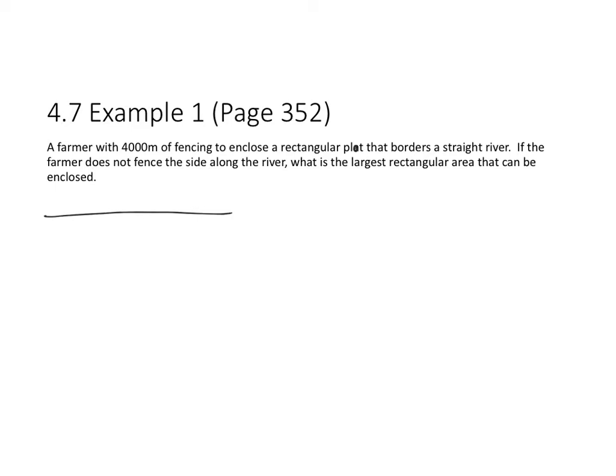Here's my river. Even make it blue. This is my blue river. And I'm going to enclose this land with the fence, and it's going to be a rectangle. And I don't need to enclose the fence along the river because I guess my animals don't swim, so they won't run away. Now I need to understand what question I'm answering. I'm looking at the largest rectangular area. So I need to know something about my area, and I want to find the maximum because I want the largest. So let's label. This will be my x and this will be my y.